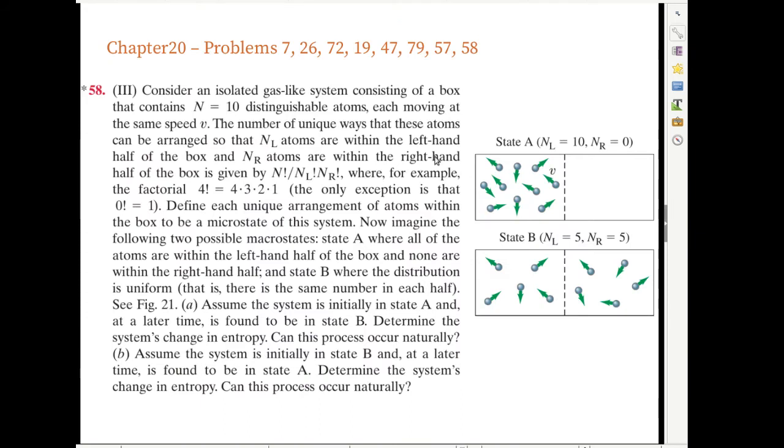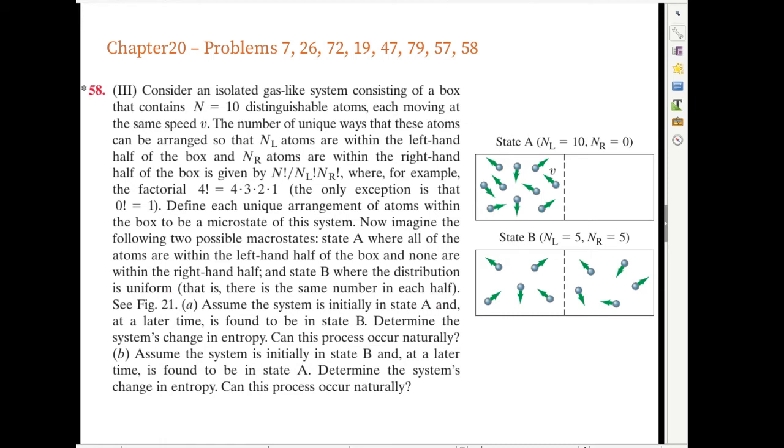So here, consider an isolated gas-like system consisting of a box that contains 10 indistinguishable atoms, each moving at the same speed v. The number of unique ways these atoms can be arranged so that NL atoms are within the left. So first of all, these are distinguishable, right? This is normally not the case, but in classical mechanics, we presume that you can actually follow these atoms, so you can tell which atom is which, even though quantum mechanically this is not possible.